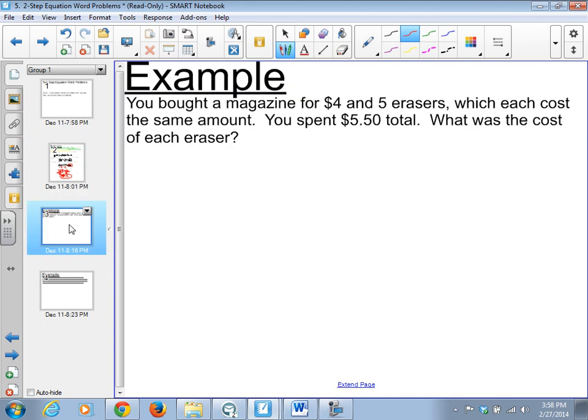So example 2 says we bought a magazine for $4 and 5 erasers, which each cost the same amount. And total, altogether, we spent $5.50. So what was the cost of each eraser? So why don't you now pause the video and go through and see if you can figure that out.